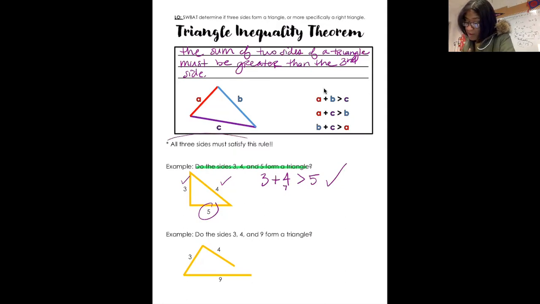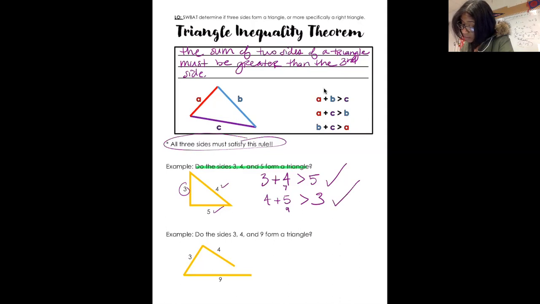However, all three sides must satisfy this rule. So we have to add them in different pairs and test if they're greater than a different side each time. So I'm gonna mix things up this time, and I'm gonna use 4 and 5. So 4 plus 5 has to be greater than that third side, which is 3. 4 plus 5 is 9. Is 9 greater than 3? It is, so that one checks.